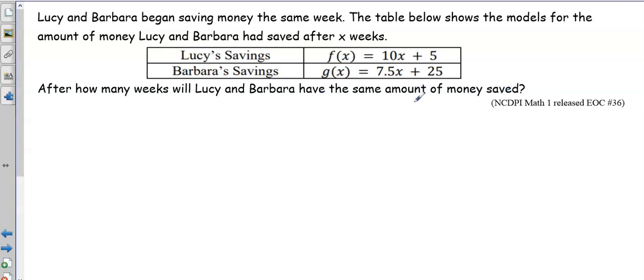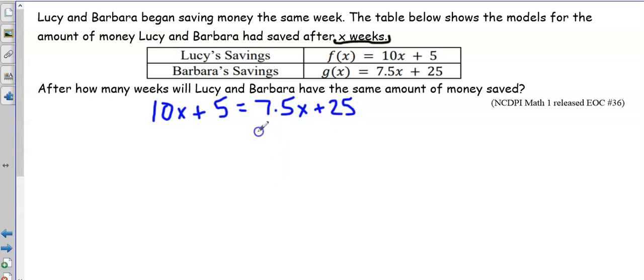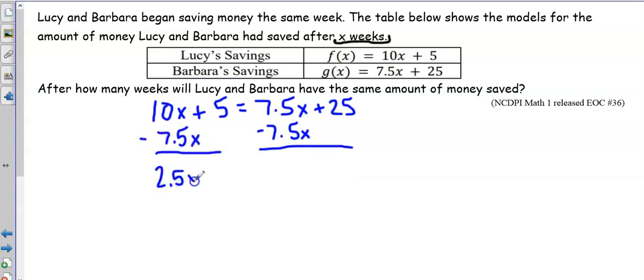So if we want to know when their amount of money is the same, we want to set f of x, which is Lucy's savings, equal to g of x, which is Barbara's savings. And then we'll solve for x, which represents the number of weeks. So that gives me 10x plus 5 equals 7.5x plus 25. Now I just need to solve my equation. I'm going to start by subtracting 7.5x on both sides of the equation. That gives me 2.5x plus 5 equals 25.